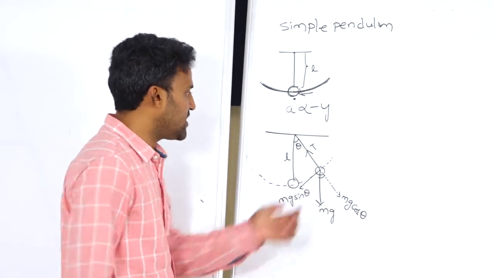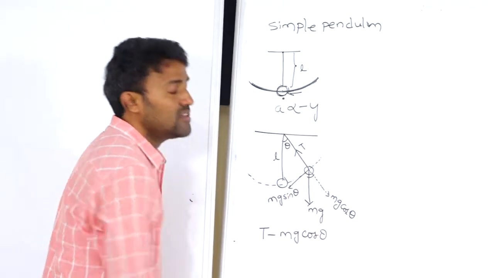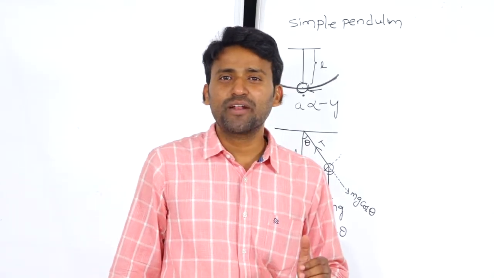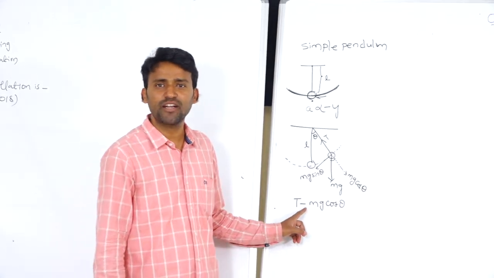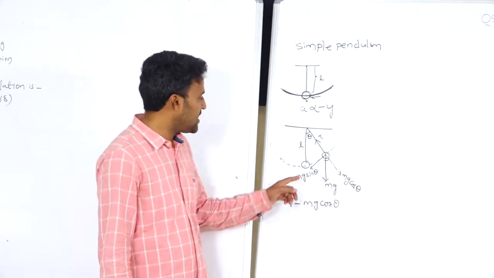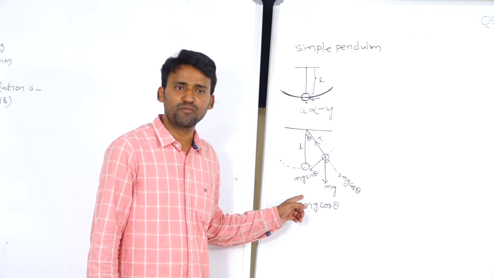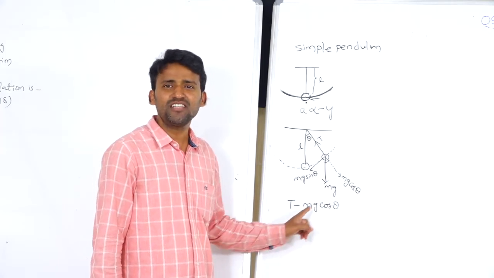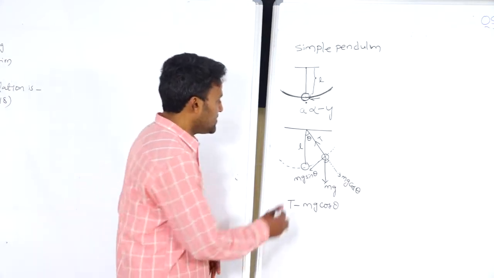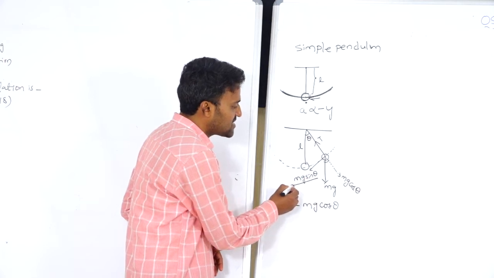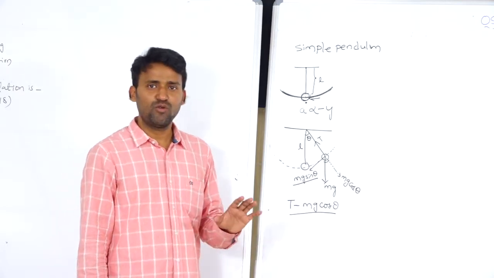Because it is going in the upward direction, you can write the equation T minus mg cos theta, which represents the radial acceleration. And mg sin theta can be represented as the tangential acceleration. So mg sin theta is the tangential acceleration, and T minus mg cos theta is the radial acceleration. You have to remember both.